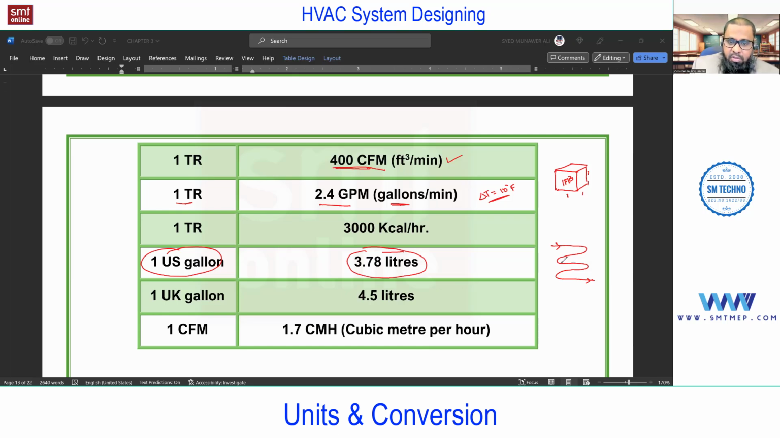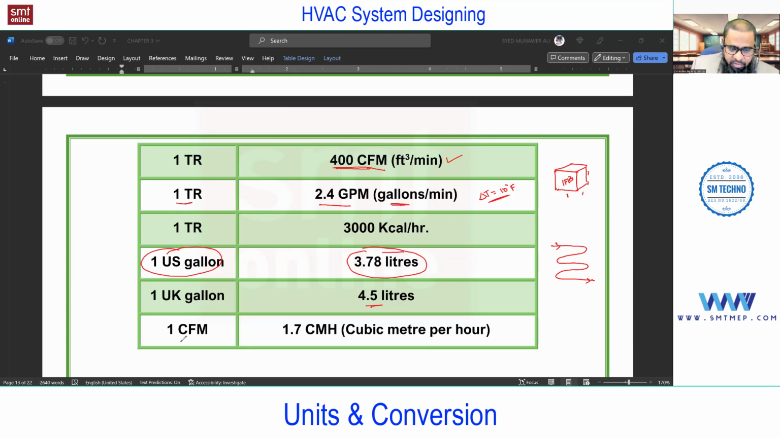So this is related to the flow rate of water inside the tube, and we consider the standard 2.4 gallons per minute. This gallon is a US gallon, not UK. If you talk about the UK gallon, 1 UK gallon equals 4.5 liters. So if you're working in the UK, you can use this, but in the rest of the areas, one can use 3.78 as the standard.